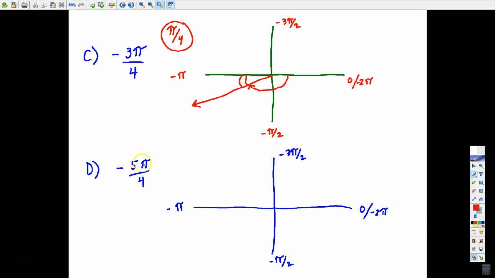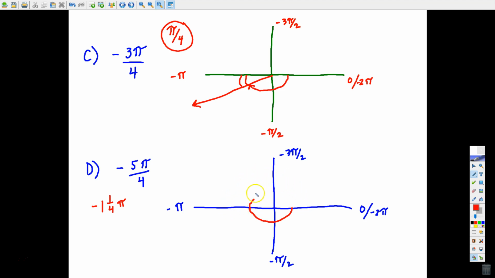Okay, so if you wanted to, you could change this into a mixed number. It's already improper. So you could think of it as negative 1 and 1/4 pi. That helps because we know that this is negative 1 pi, and then I just need to go another 1/4 of pi.